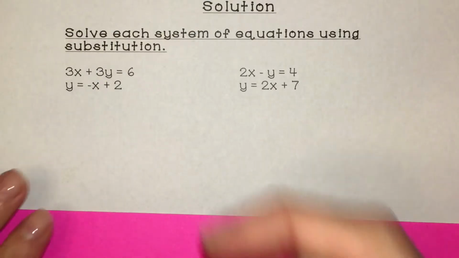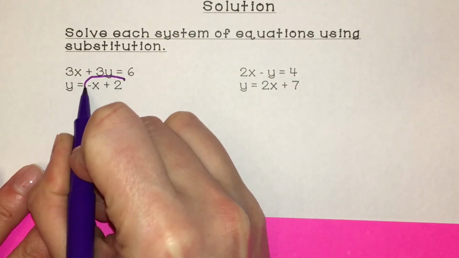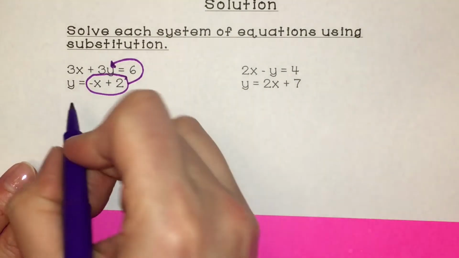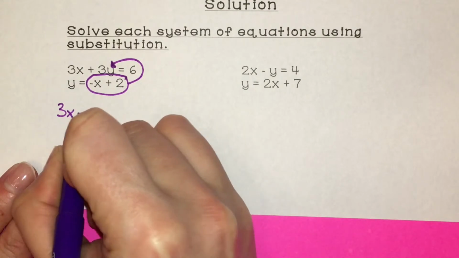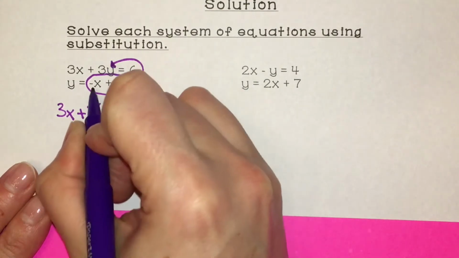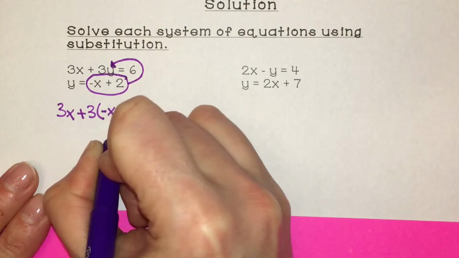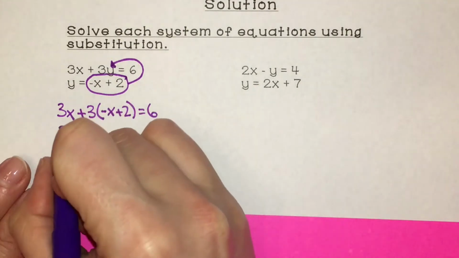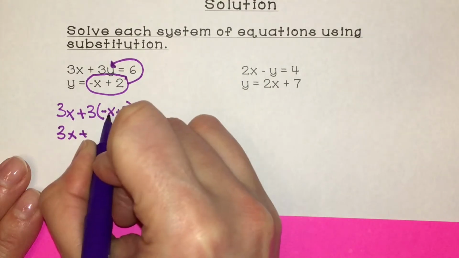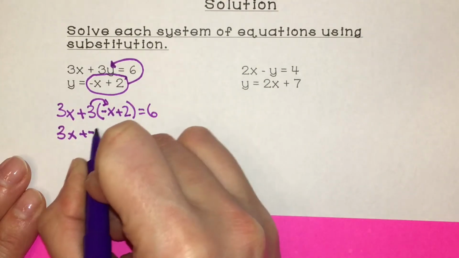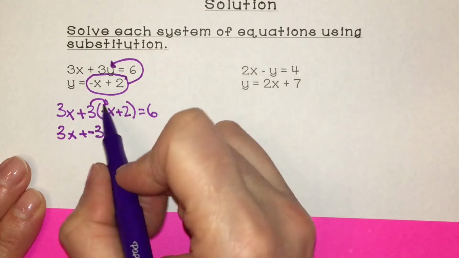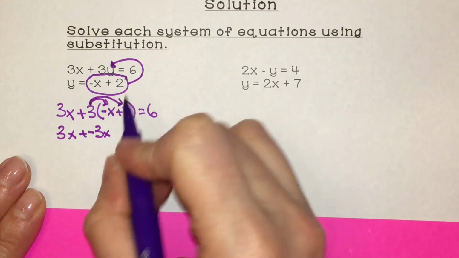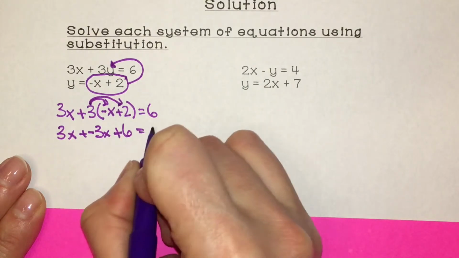I know what y is equal to, so I'm going to plug negative x plus 2 into my first equation for y. So I have 3x plus 3 times my y value, which y is negative x plus 2, and that's equal to 6. All right, we have 3x plus 3 times negative x is negative 3x. 3 times 2 is plus 6, and that equals 6.